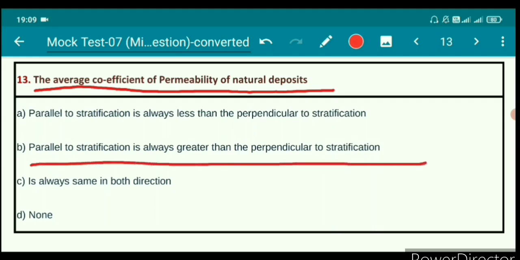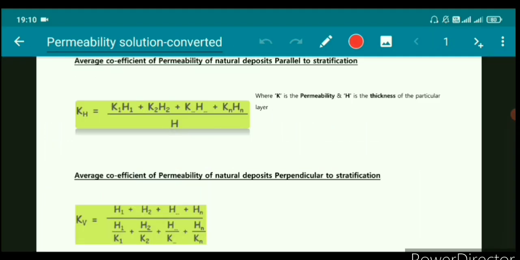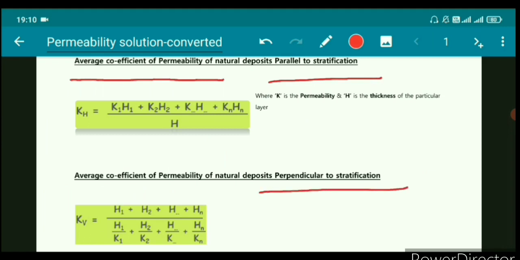the perpendicular to stratification. Here is the formula of average coefficient of permeability in case of parallel to stratification and in case of perpendicular to stratification. So always the coefficient of permeability of natural deposit parallel to stratification should be greater than the perpendicular. So in this formula, the K is the permeability and H is the thickness of the particular layer.